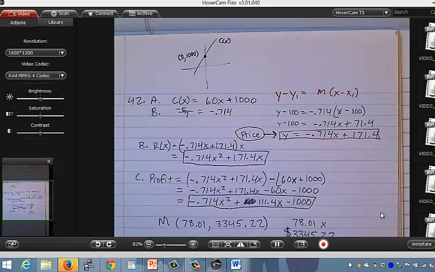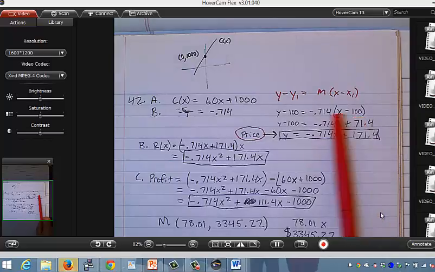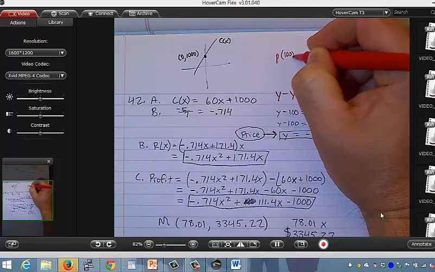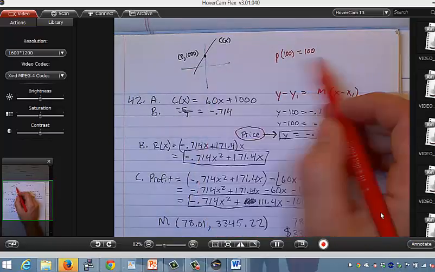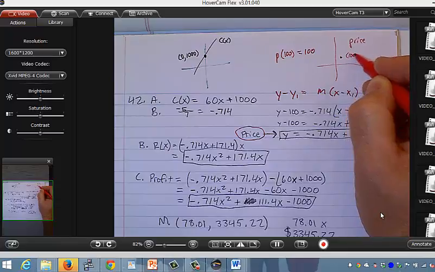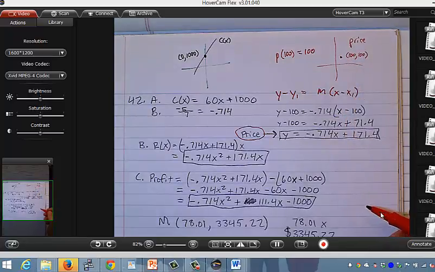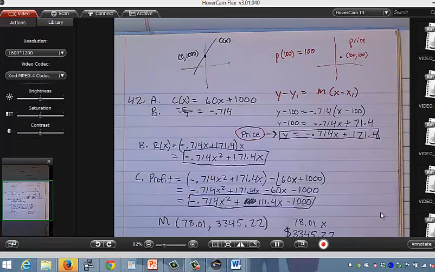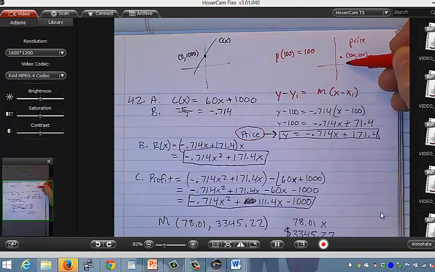In all honesty, we don't really know that the price is a linear function, but it says the company estimates a couple of things. First of all, they estimate that 100 lamps equals $100 price, right? So the price of 100 equals 100. That's kind of like having the point (100, 100) on my graph. So if I were to graph the price function, I know it goes through (100, 100). You guys with me? And I also know that if I decrease the price $5, that corresponds to 7 more lamps being sold.